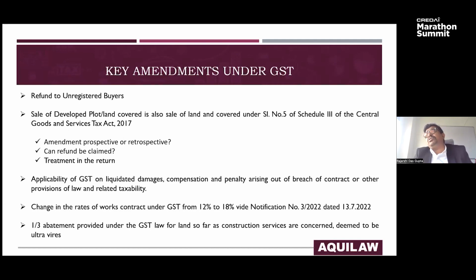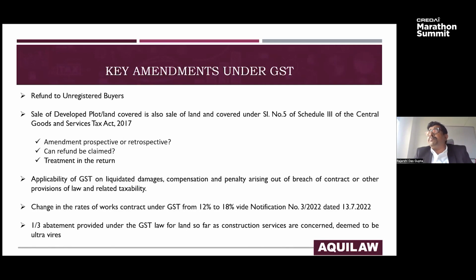This is then another very important change, and to me, it is a little harsh. Previously, for affordable housing and some other places, the rate of the works contract was 12%. From July onwards, they have raised that rate to 18%. So one, it is a complete cost in the hands of the developer, because previously that 12% was a cost, which has now increased to 18%.